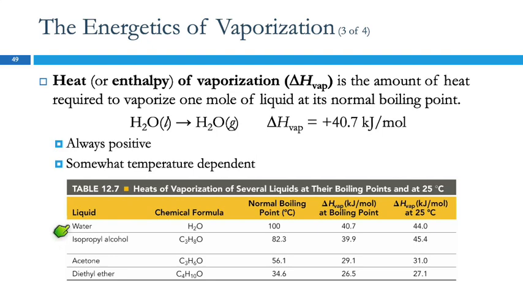So here we've got water, chemical formula H2O, boils at 100 degrees Celsius. So delta H at the boiling point is 40.7. Delta H at room temperature is 44. It's a little bit higher, but not very much.